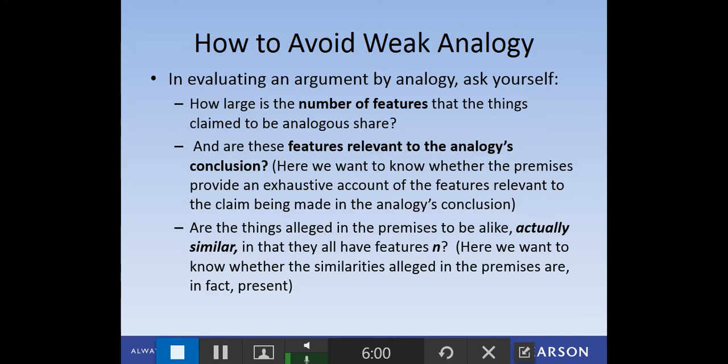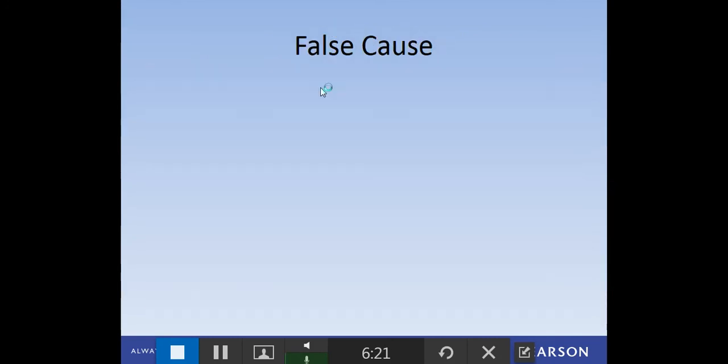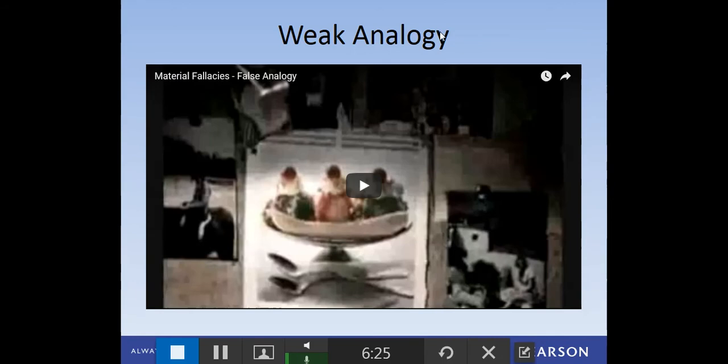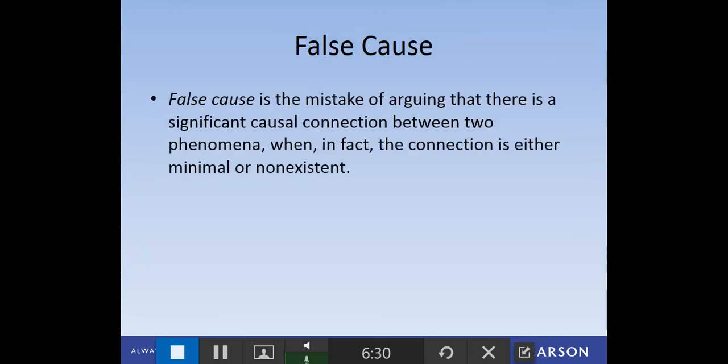Are all things alleged in the premise to be actually similar, as in they all have the same features? So we're trying to see, are they actually similar? When we're breaking down the number of features, are they actually similar or are they not fitting? So that's how we avoid a weak analogy. A good example is in the video. I'm not going to show it, so click on that in the PowerPoint that's online. It gives us an analogy of Mercedes and ice cream.